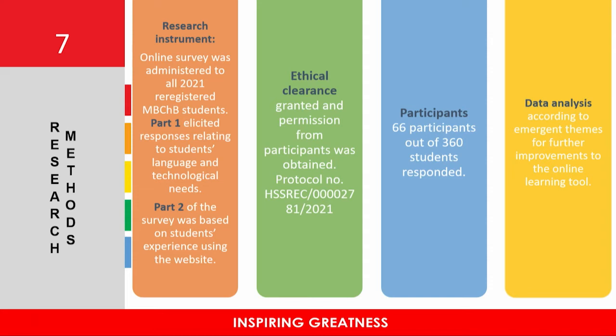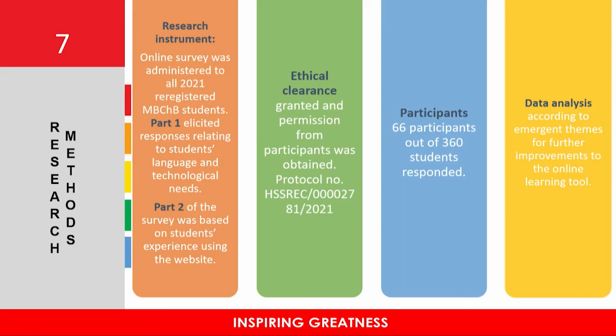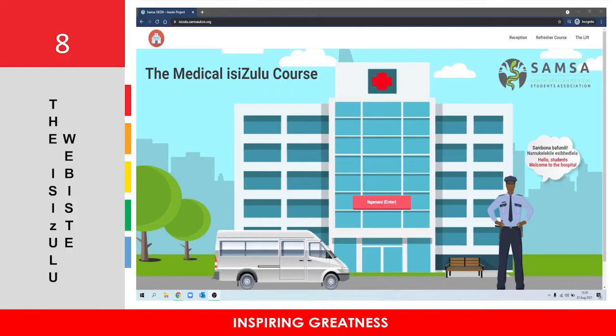Ethical clearance was granted and permission from participants was also obtained. 66% or 66 participants rather out of 360 students responded. The data was analyzed according to emergent themes for further improvements to the online learning tool. In the next slide, Yashlan provides a short description of the website.